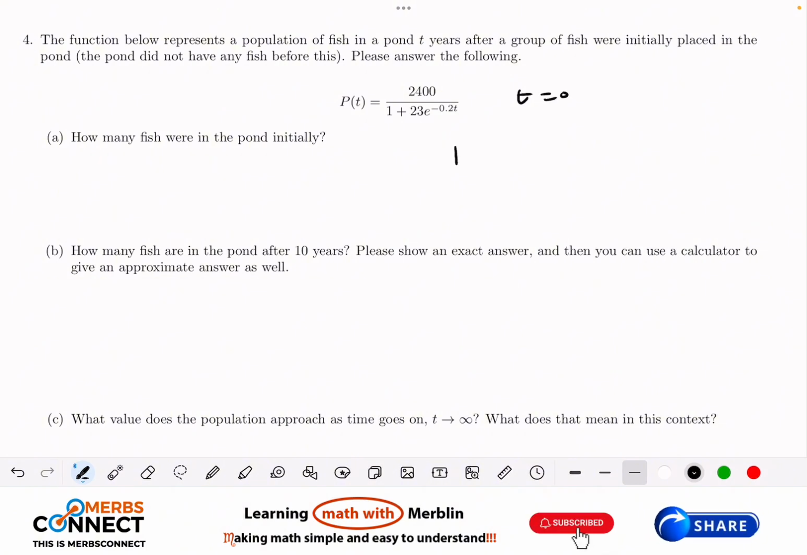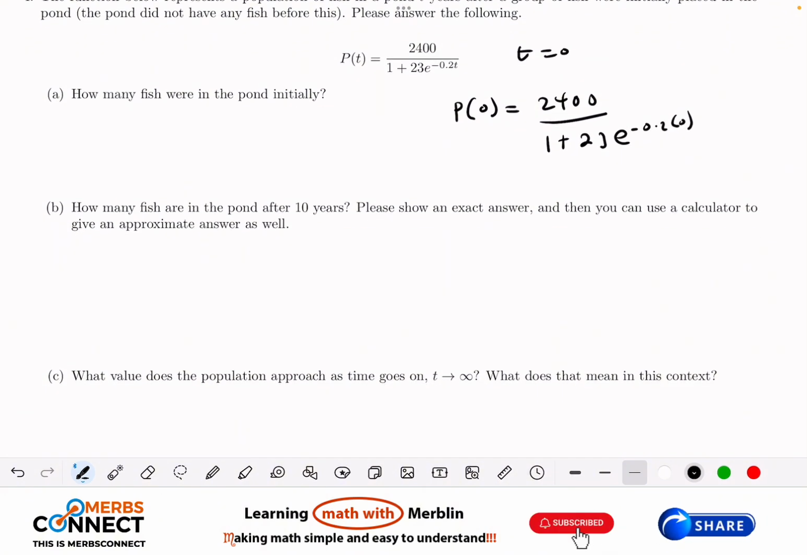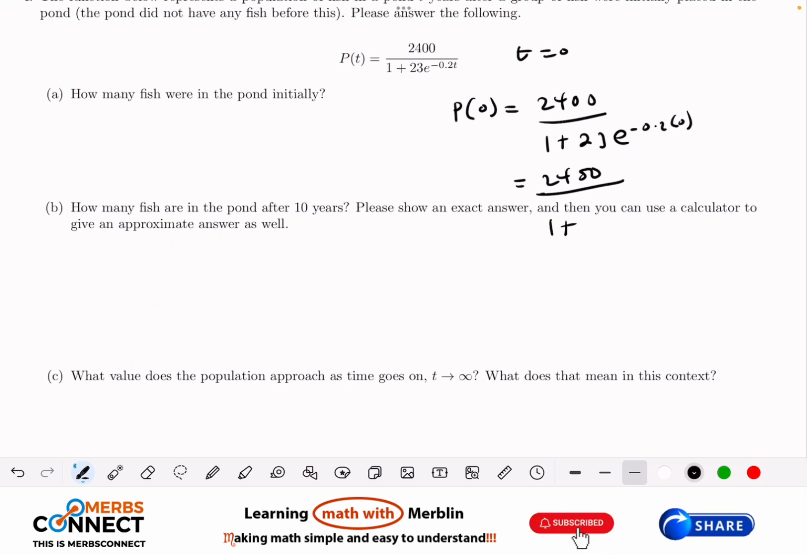So initially is when T is equal to 0. So we need to find P of 0, which will be 2,400 divided by 1 plus 23 e to the power minus 0.2 times 0. And then I'm going to have 2,400 divided by 1 plus 23. Now this will be 0.